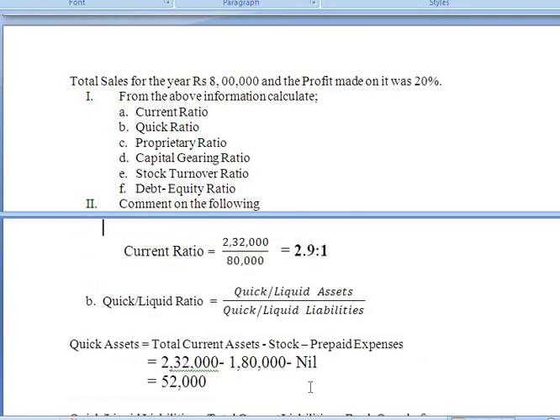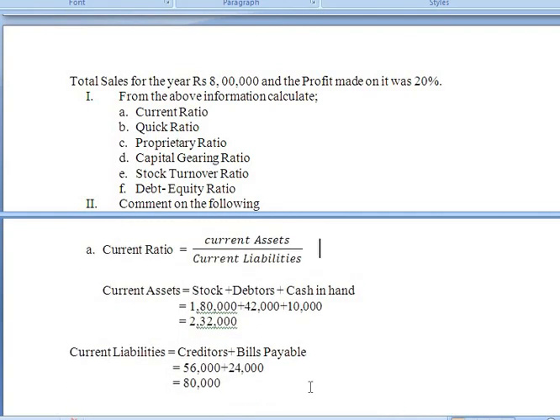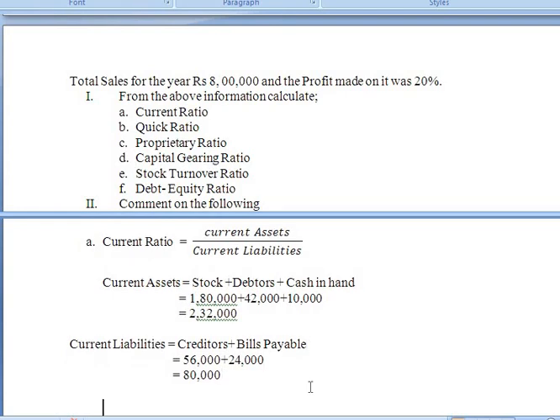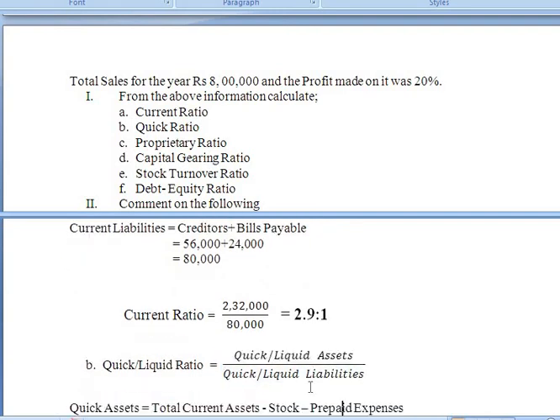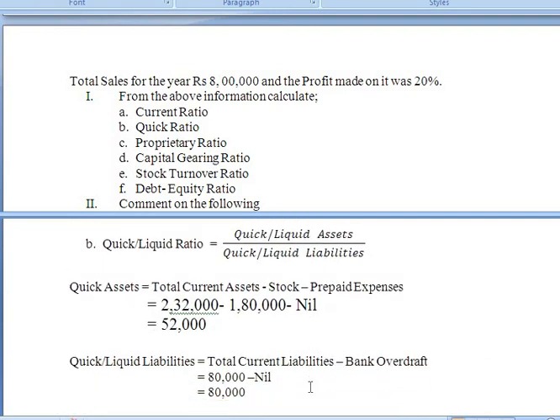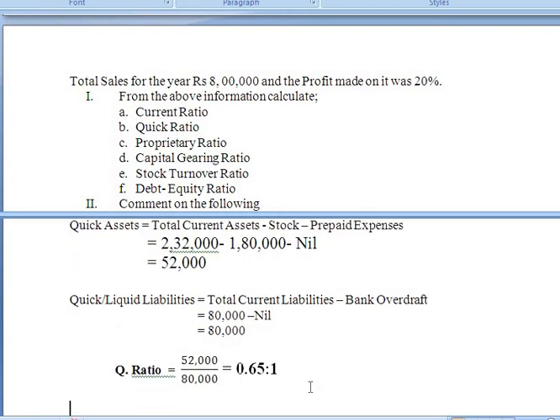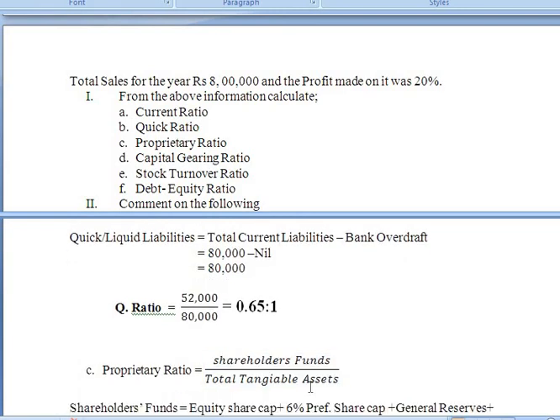First one is current ratio, which is 2.9:1. Current assets divided by current liabilities. Current assets are 2,32,000, current liabilities 80,000. Current ratio is 2.9:1. Next, quick ratio or liquid ratio. Liquid formula is quick assets divided by quick liabilities. Quick assets 52,000, quick liabilities 80,000. Therefore, quick ratio is 0.65:1.